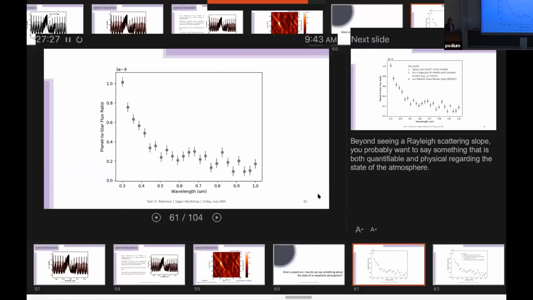Okay, so given a high resolution, or given a spectrum, how can you say something about the atmosphere? So let's play a game here. This is a spectrum that you have acquired, and you hand it to me, and you say, Ty, tell me something about this planet. And I squint at it, and I go, oh, Rayleigh scattering? And you go, tell me something physical and quantitative about that planet.